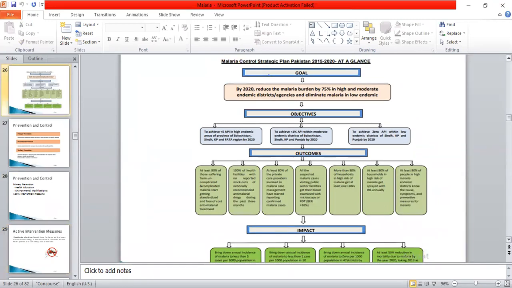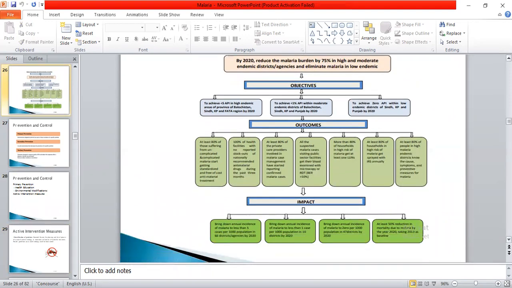Malaria control strategic plan, if we see 2015 to 2020 at a glance, the goal for 2020 is to reduce the malarial burden by 75% in high and moderate endemic district agencies and eliminate malaria in low endemic areas. The objective is to achieve less than 5 annual parasite index in high endemic areas of the provinces Balochistan, Sindh, KP and the FATA region by 2020, to achieve less than 1% annual parasite index within moderate endemic areas of Balochistan, and to achieve zero annual parasite index within low endemic areas of Sindh, KPK and Punjab.